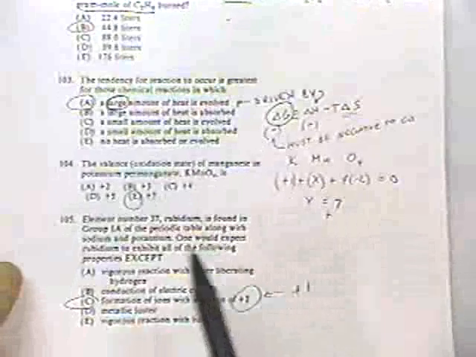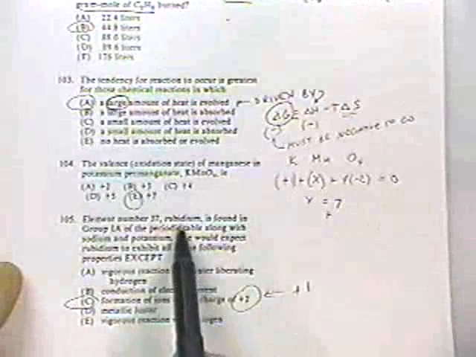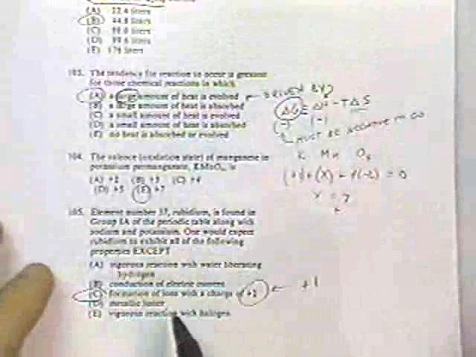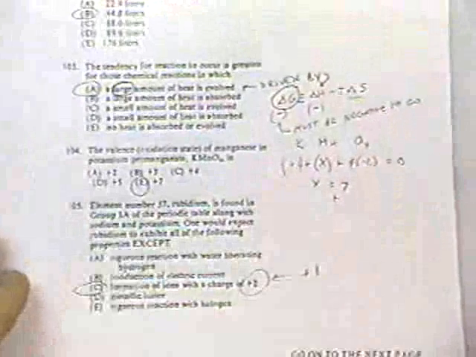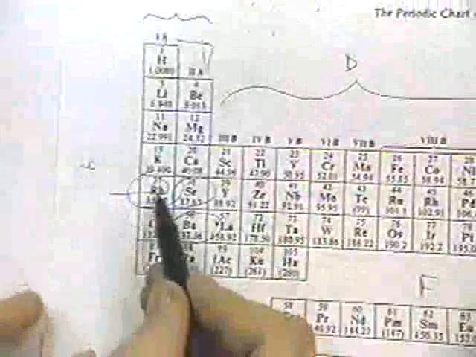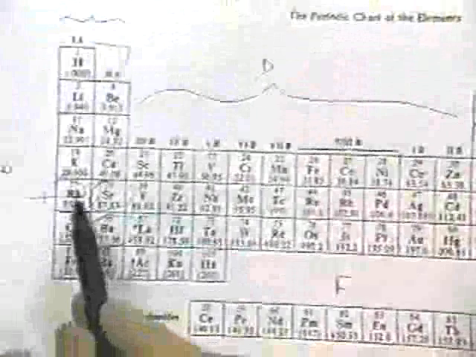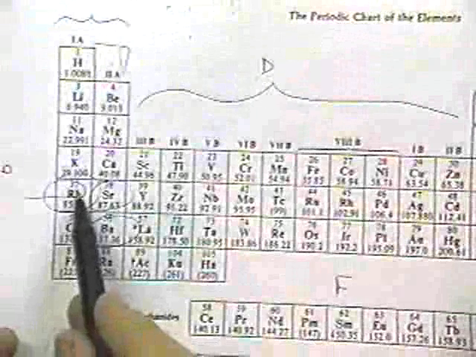Here we've got element number 37, rubidium. It's found in group 1A, which is right here. There's the rubidium. We'd expect it to have all the following properties except forming a charge of +2. See, rubidium is right here. By shedding its extra electron, it can sort of look like a krypton, which is right there. So it sure would like to shed 1 electron, not 2, which is why statement C is wrong.